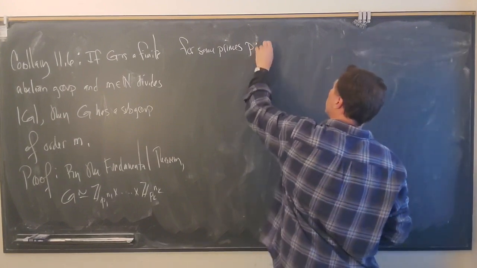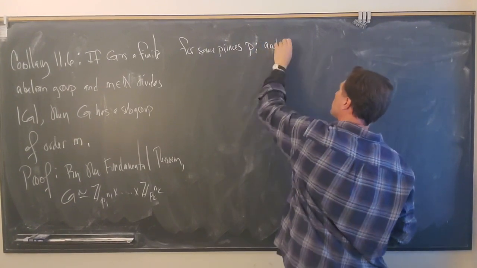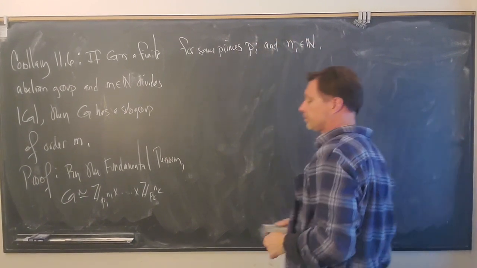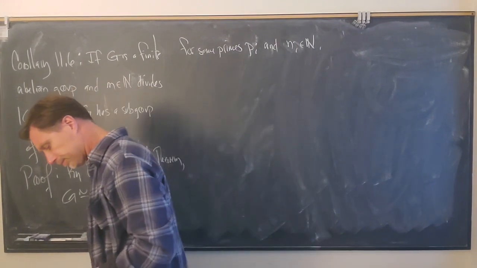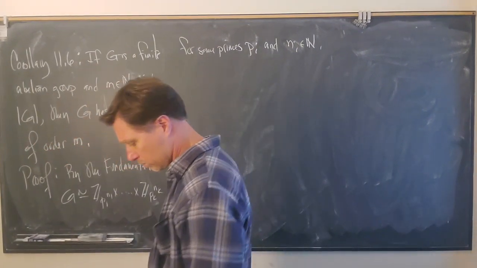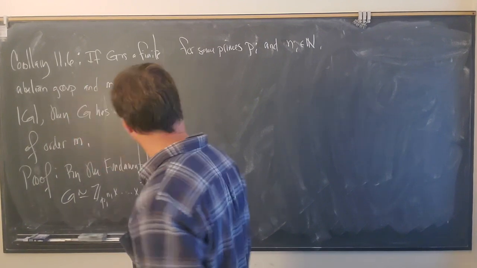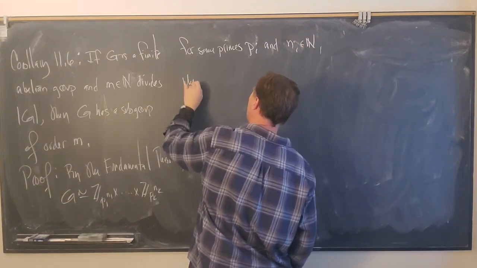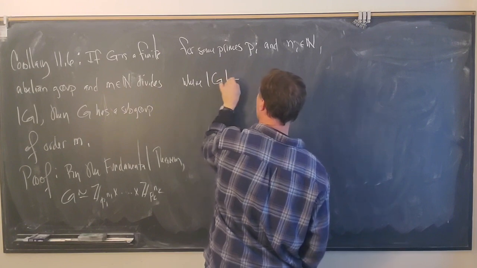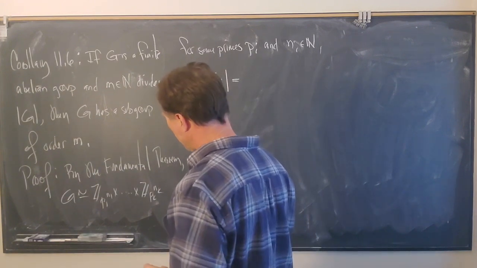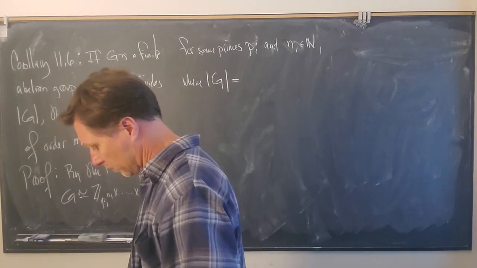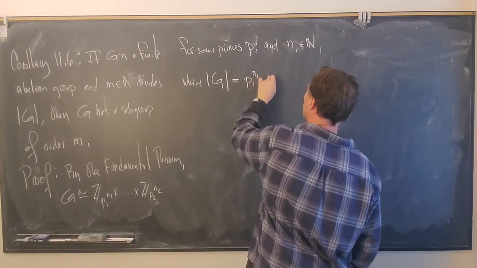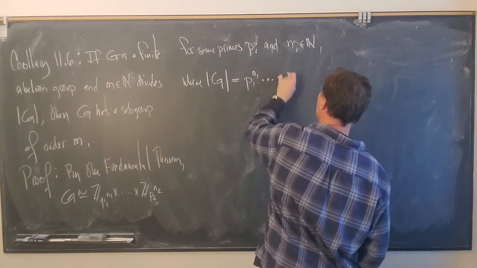So we'd say natural numbers, n sub i in N. Now, by the way, I should say where the order of G is equal to, so let's see, what is the order of G? It's p1 to the n1 times p2 to the n2, dot dot dot, pk to the nk.